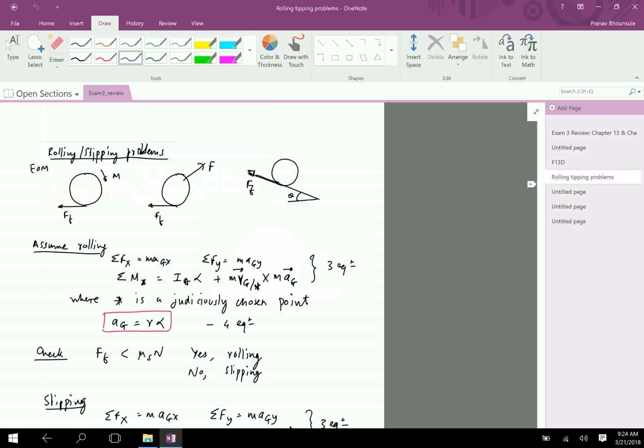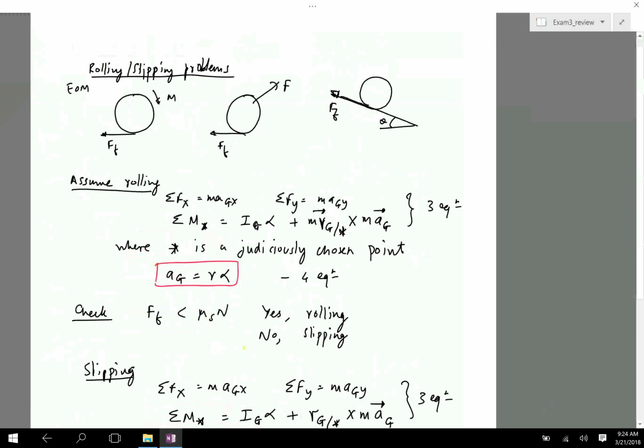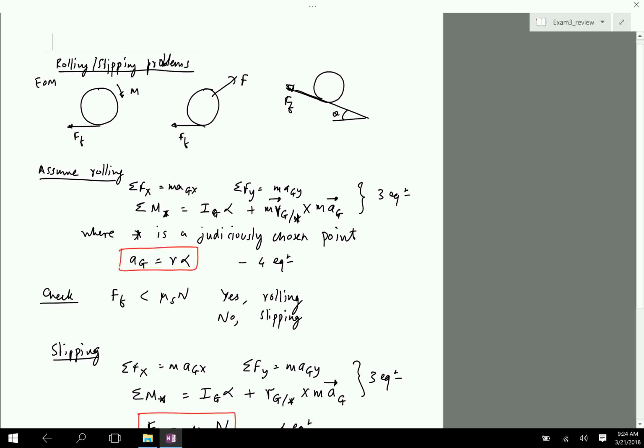So you can go through this. I've actually posted all these things beforehand. This is basically a summary of how to solve a rolling sliding problem, so you should go through this. And some time back, I posted 4 questions. There are only 4 questions in the book on rolling sliding. There are probably more, but I just picked 4 of those questions.